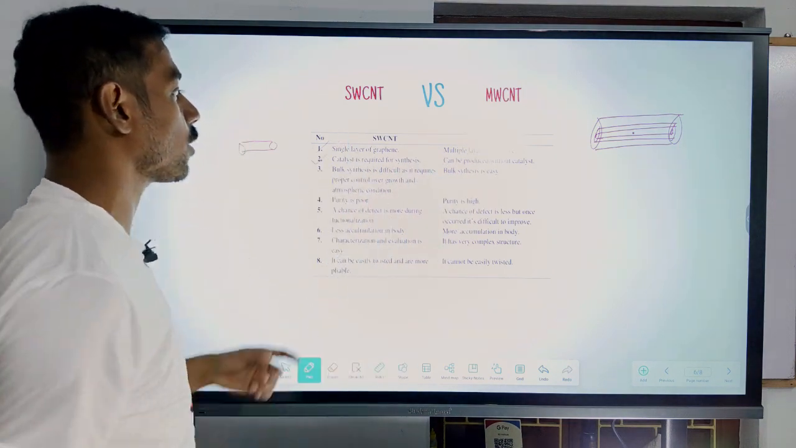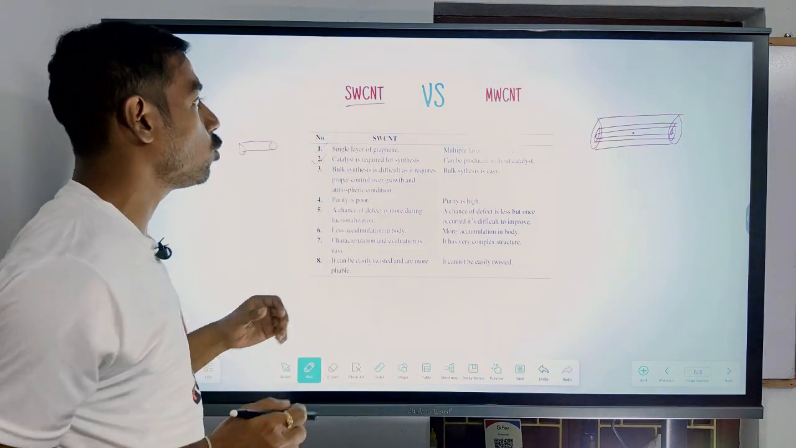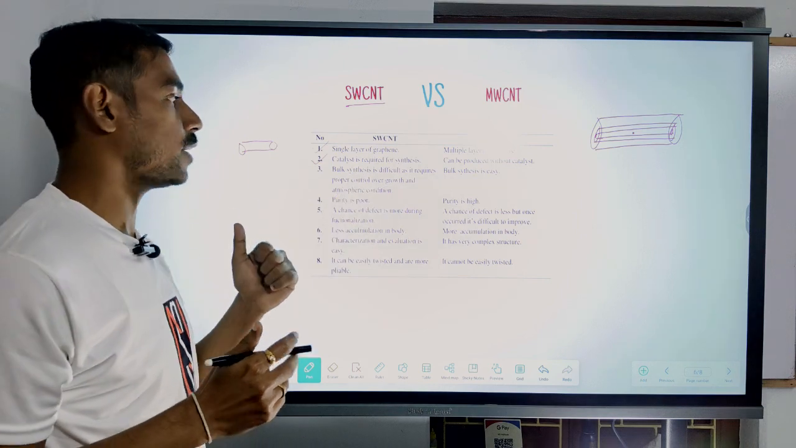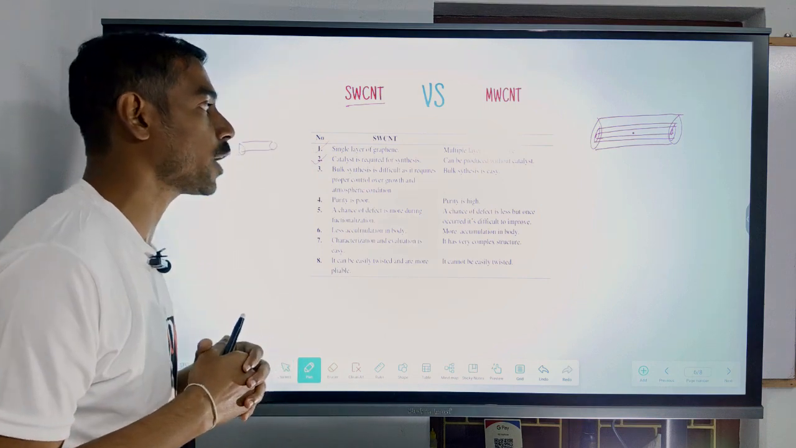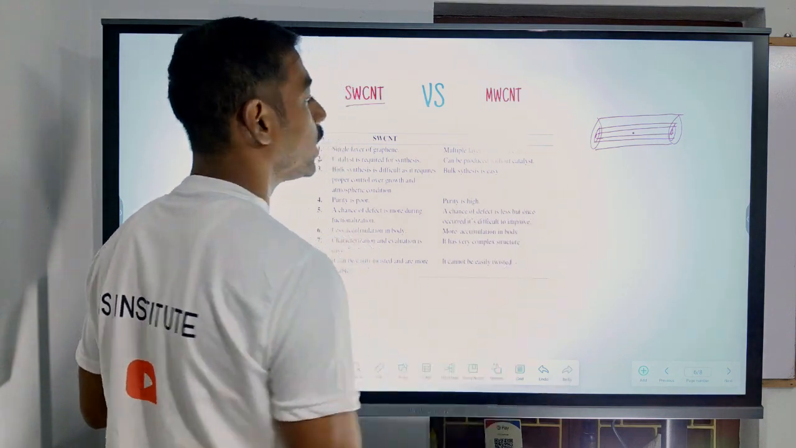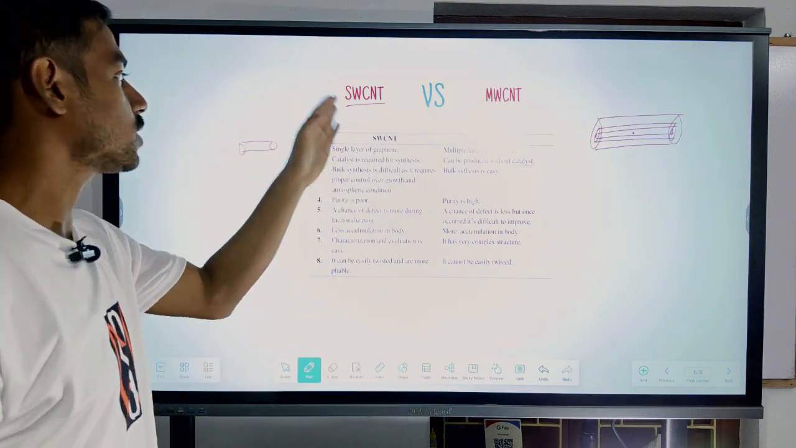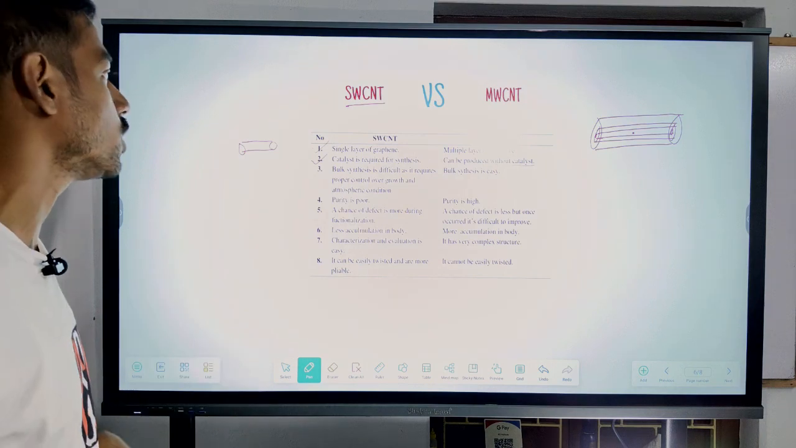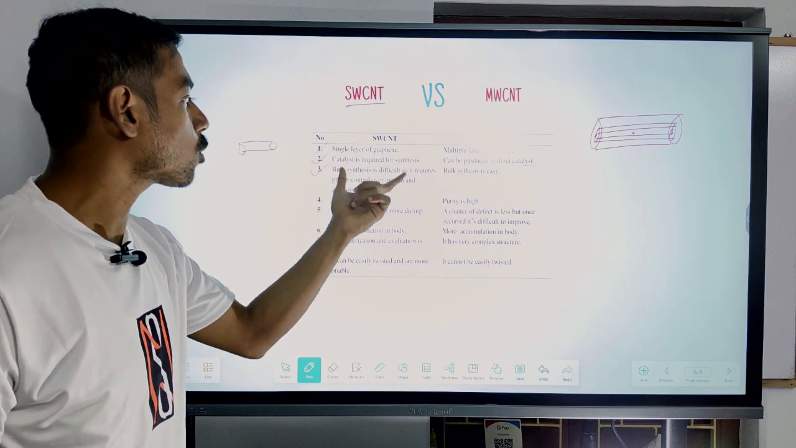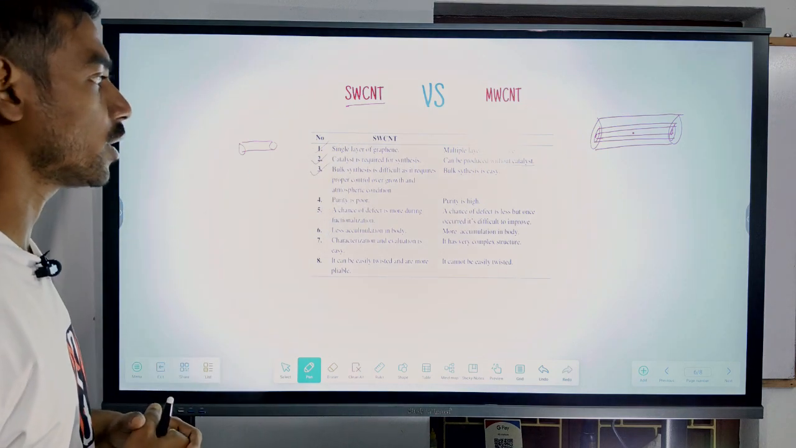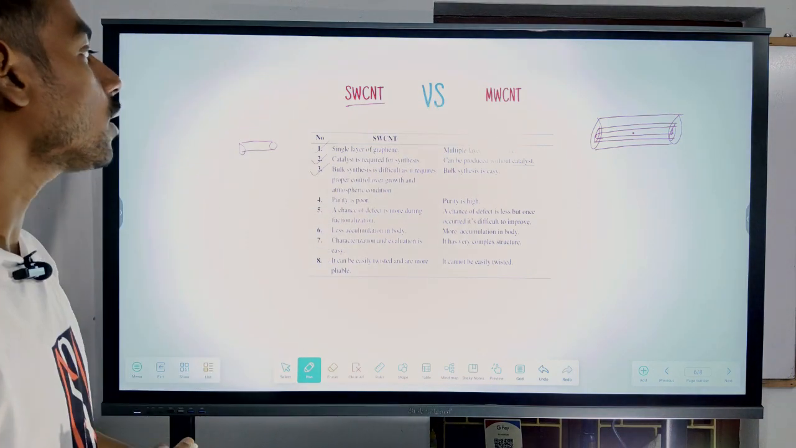Now, a catalyst is required for synthesis. To synthesize single-wall carbon nanotube, the presence of a catalyst is required. But multi-wall carbon nanotube can be produced without any kind of catalyst. Single wall carbon nanotube can only be produced in the presence of catalyst. Bulk synthesis is difficult and requires proper control over growth and atmospheric conditions, but bulk synthesis is easy in case of multi-wall carbon nanotube.